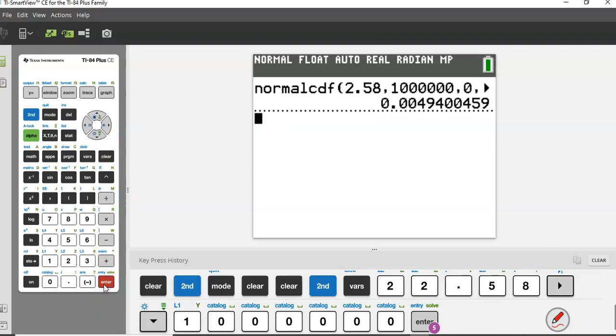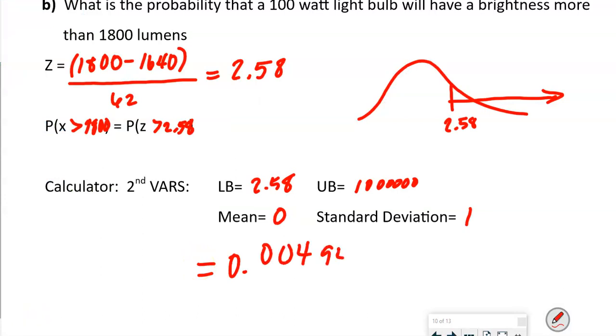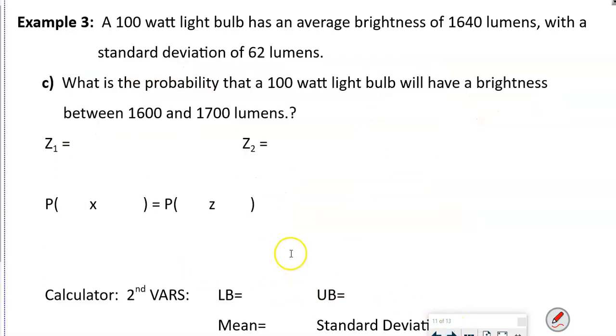So this one, we got 0.00494. So that's what we're going to put in there. So our probability here is 0.00494. And remember, if we were to do this one as a percentage, it would actually be 0.494%, because we're going to move the decimal place 2 places to the right if it asks us to put it as a percentage. All right, let's look at our last one here.